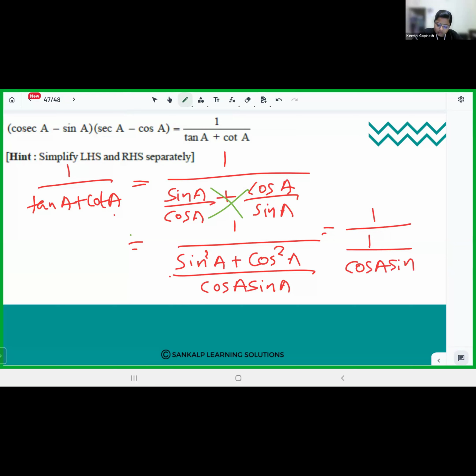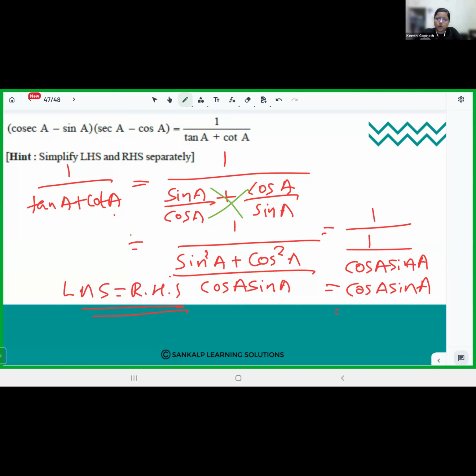So that means when we take the reciprocal, you get cos A sin A. And when you solved the LHS, that time also you got cos A sin A. And when you simplified RHS, then also we obtained cos A sin A. That means LHS is equal to RHS. Okay.